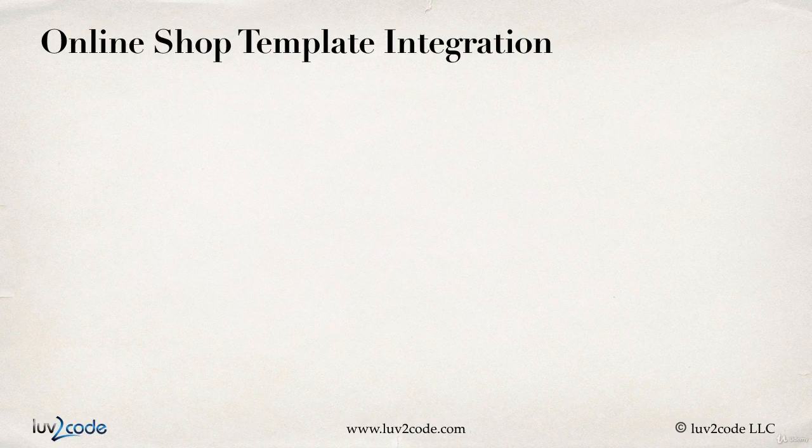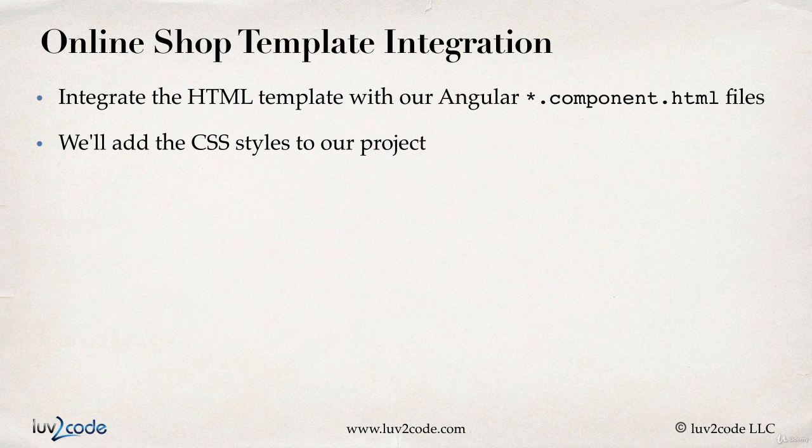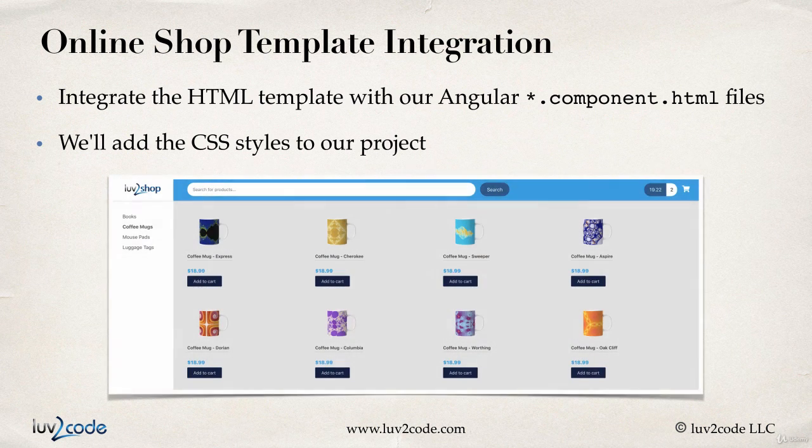And so what we'll do is integrate that HTML template with our Angular .component.html files. We'll add the CSS files to our project. And so we'll have an Angular application that uses that template, but we'll get real information from our Spring Boot backend.